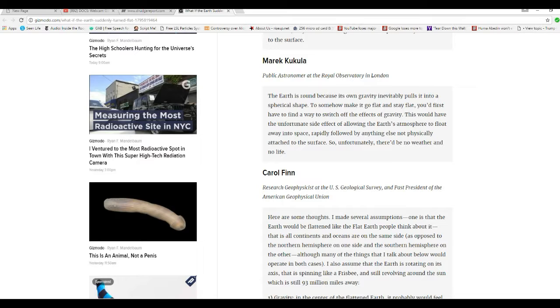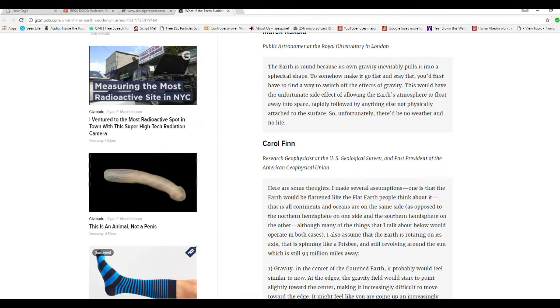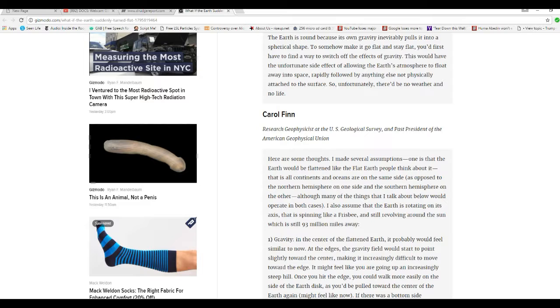Carol Finn, research geophysicist at the USGS and past president of the American Geophysical Union. Here are my thoughts. I made several assumptions. One, that Earth would be flat as flat Earth people think it is, and that is, all continents and oceans on the same side, as opposed to northern hemisphere on one side and the southern on the other. Although many of the things that I talk about here would operate in both cases.